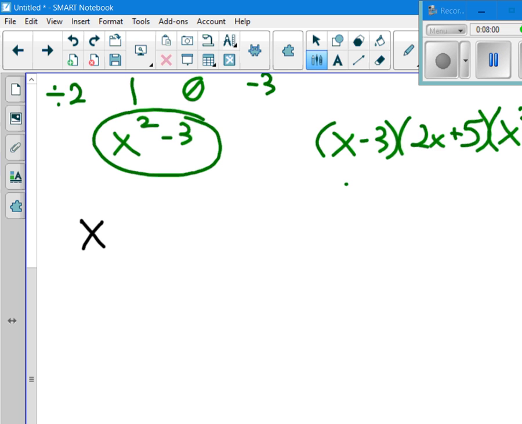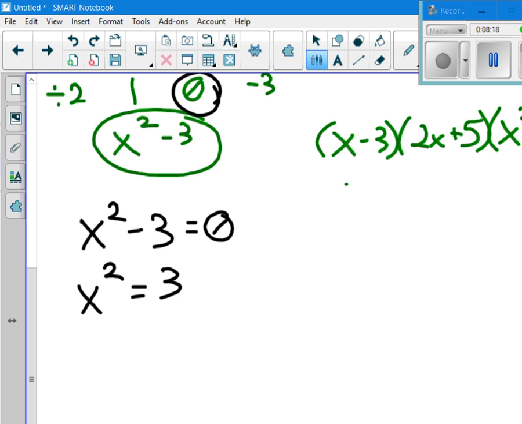It means that I need to take this x squared minus 3 and solve it algebraically. And so I set that equal to 0. Now I could use the quadratic formula, and I have to recognize that my b value is 0. Or I can solve this one a little bit more carefully. If I add 3 to both sides, I get that x squared is 3. And so then when I take the square root, I get x is equal to plus or minus square root of 3. And that's where those other two factors come from.